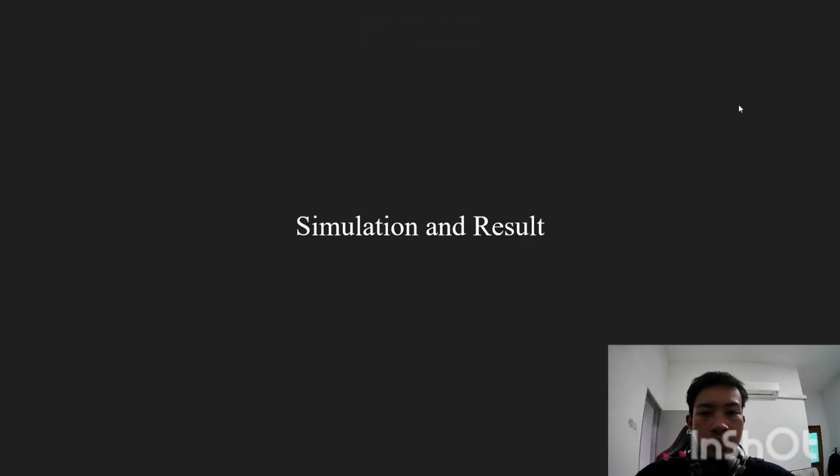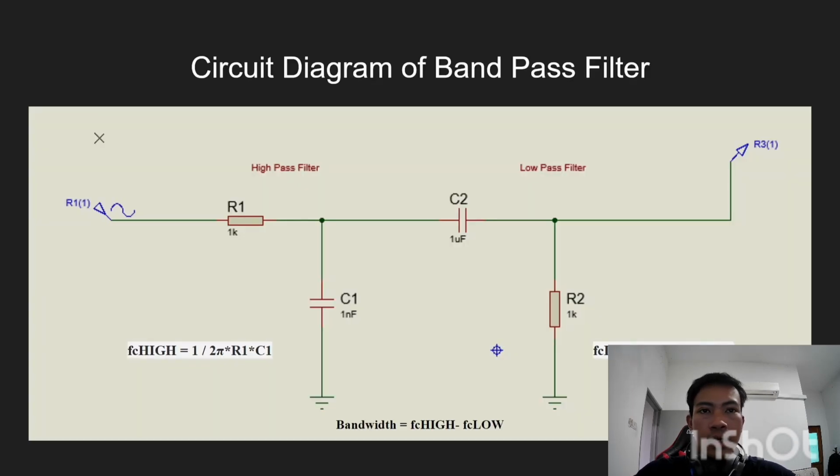My name is Sulaiman and I will present my part on the simulation result. In this part, I used Proteus Professional to simulate the bandpass filter and how it works. As you can see from the circuit I have drawn, I use R1 and R3 to show the frequency graph, and the high pass filter and the low pass filter consist of a resistor and a capacitor.